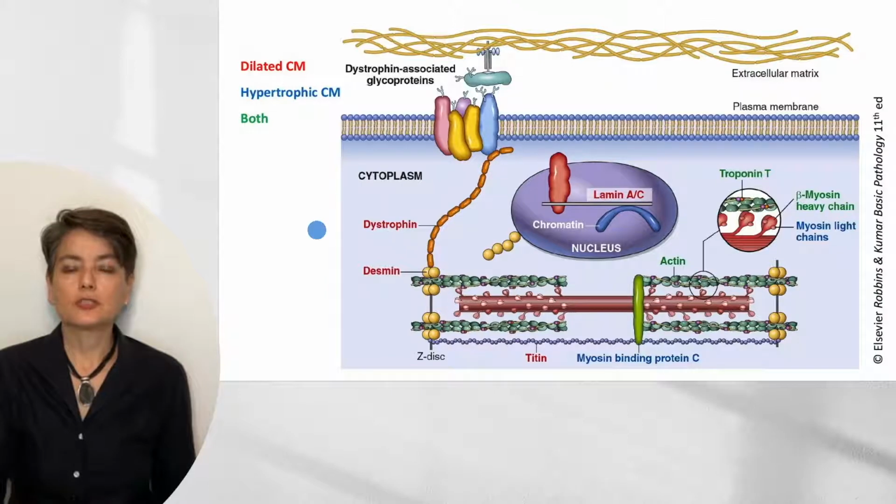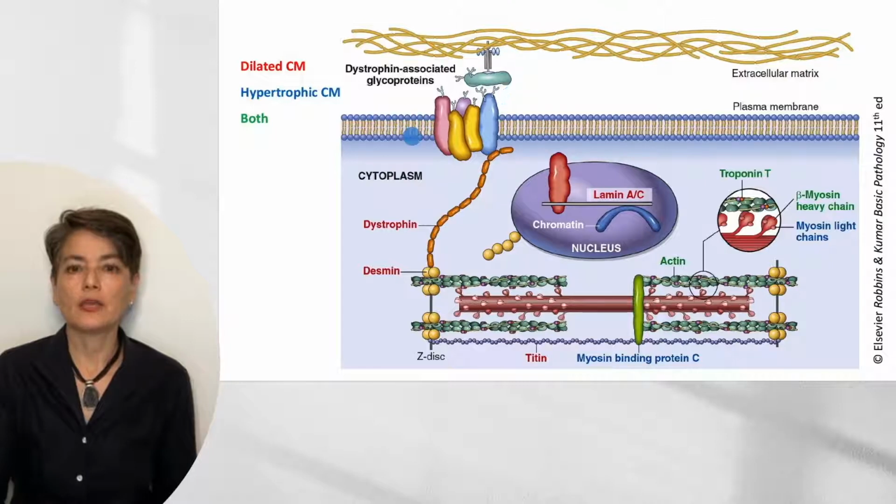So let's take a look at this really nice figure of a cardiac myocyte. We have our extracellular matrix in which the dystrophin-associated glycoproteins are going to anchor here. We have dystrophin attached by desmin to our actin filaments here in green. We have our myosin here in red.